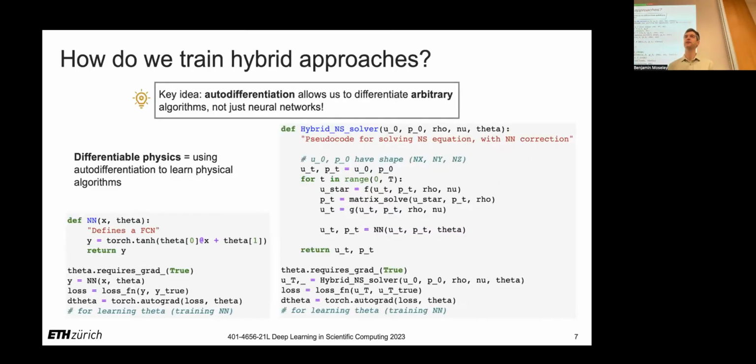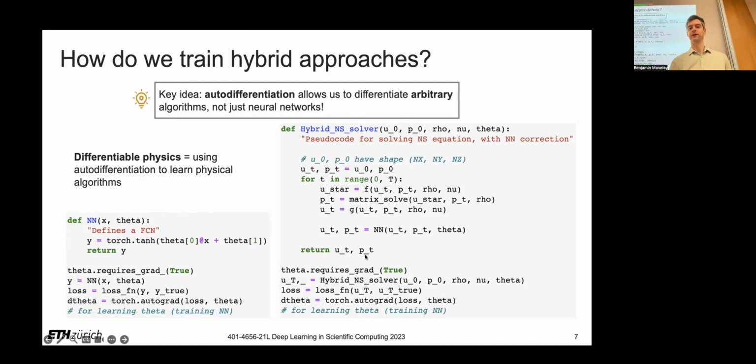And we asked the question, how do we train these hybrid approaches? Well, what we realized, and this is a really important concept that, like I said, underpins pretty much all of scientific machine learning, is that auto differentiation allows us to differentiate arbitrary programs and not just neural networks. So we could think of this whole hybrid function, which takes our initial state and outputs our final simulation state. It's just a flexible, learnable function that we can differentiate through using auto differentiation.